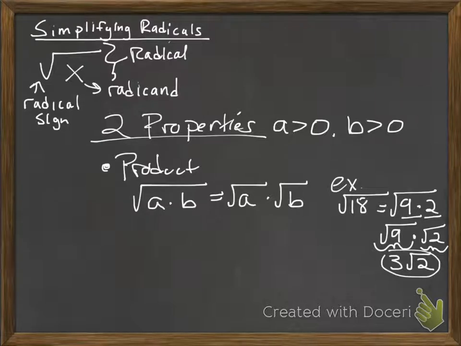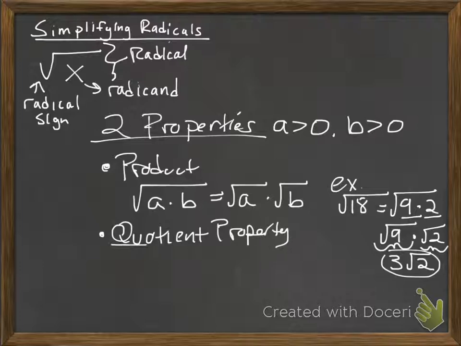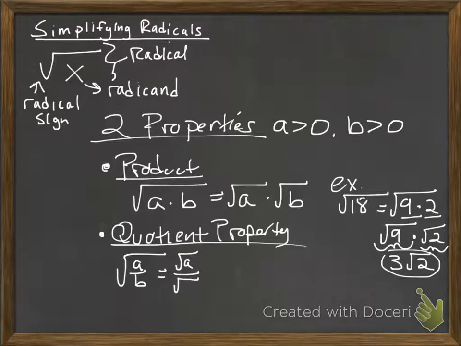Another property that we're going to be using today is called the quotient property. The quotient property works like this. If I have the square root of a quotient, let's say it's a over b, what I'm allowed to do is take the square root of the numerator a over the square root of the denominator b separately. So a nice example of this is the following. Let's say I have the square root of 2 over 25. So I have this quotient. I'm allowed to square root the numerator separately from the denominator.